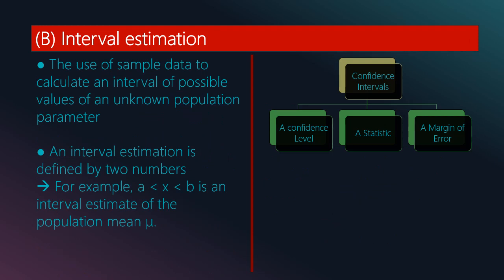And then there's another one, estimation, which is the interval estimation. To use sample data to calculate the interval of possible values of unknown population parameters. So it's defined by two numbers. So for example, a less than x and x less than b as interval estimate of the population mean, mu. So in this regard, yang ni kita berkaitan dengan confidence interval. Confidence interval ni dia is quite related to the standard deviation.